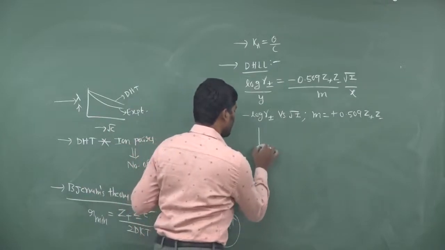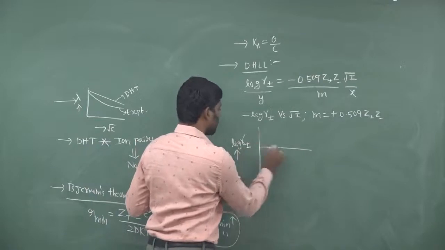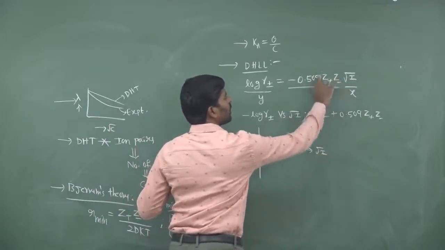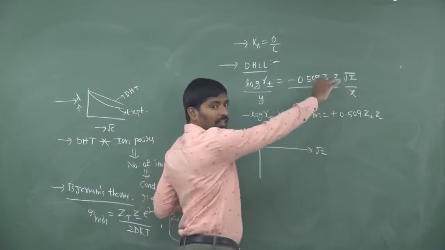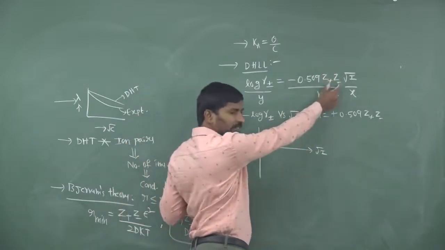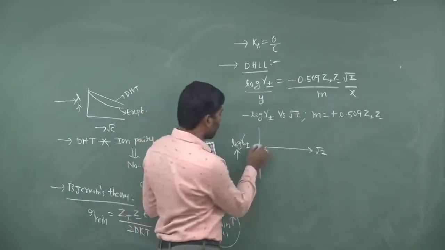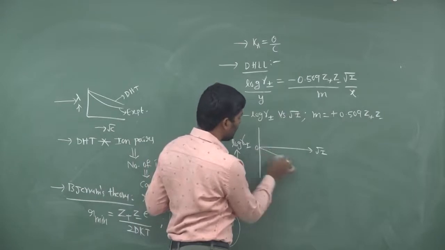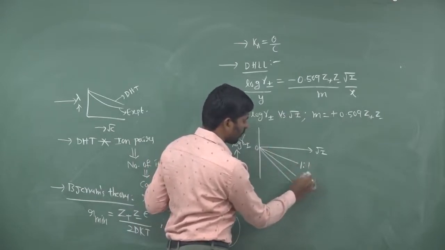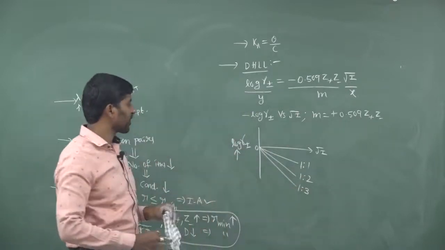So from that, if you plot a graph of log gamma plus or minus versus root I, slope depends on what? Slope depends on the valence present on the ions. As the valence on the ions increases, we get a more negative slope. No intercept, we get a straight line passing through the origin. So we will get slopes like this for 1:1 electrolyte, 1:2 and 1:3 electrolytes.